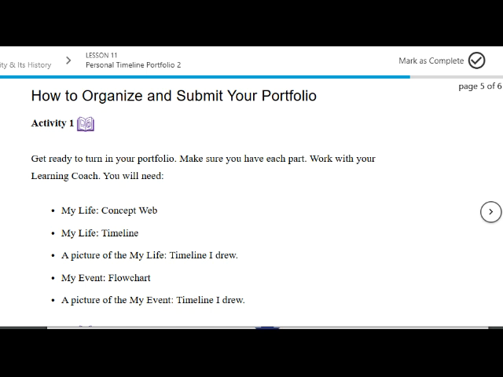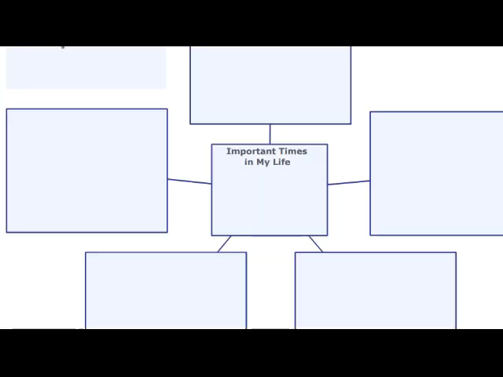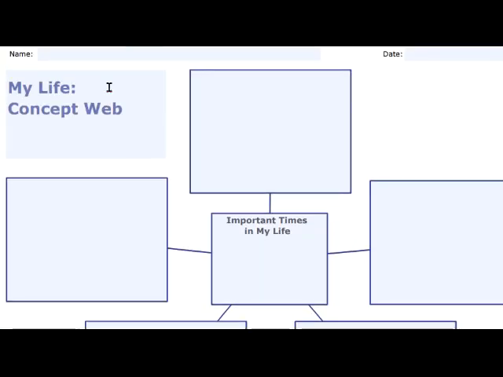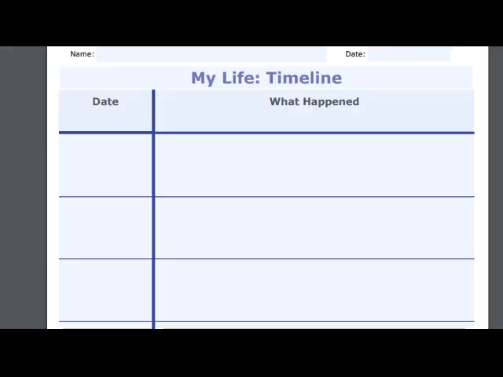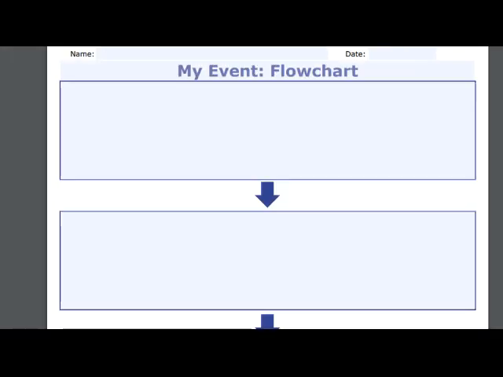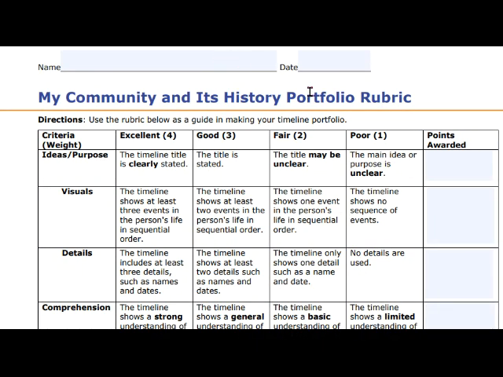So let's look at those worksheets again. You're going to have your concept web, right? Important times in my life. That's your planning sheet. You're going to have your timeline with pictures, and you're going to have your flow chart of your event with some pictures as well. Let's look at our rubric to make sure we did everything in this excellent category. We want an excellent, amazing grade.